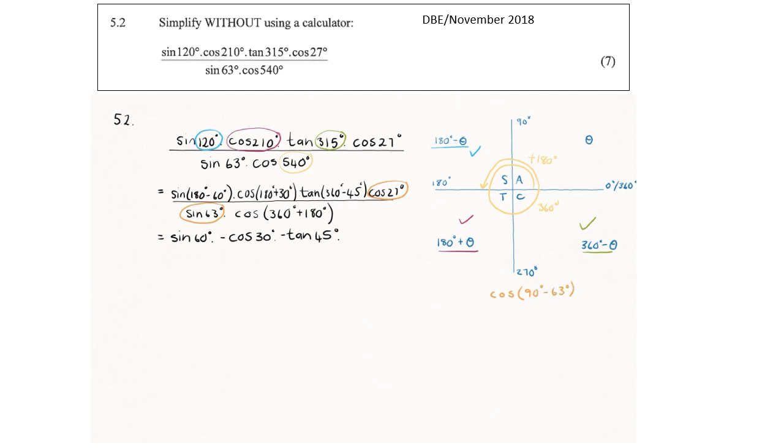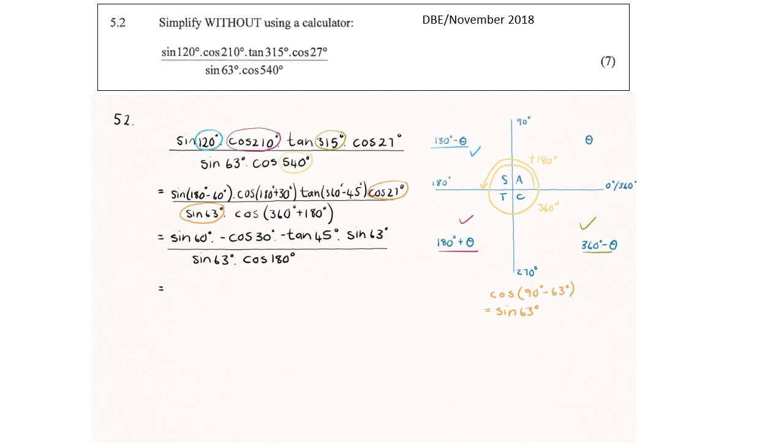So we can say that cos of 27 degrees is equal to cos of 90 degrees minus 63 degrees, and that is equal to sine of 63 degrees. So cos of 27 can then be written as sine of 63 degrees. And then lastly, in the denominator, we have cos of 360 degrees plus 180 degrees, and this we can write as the cos of 180 degrees.